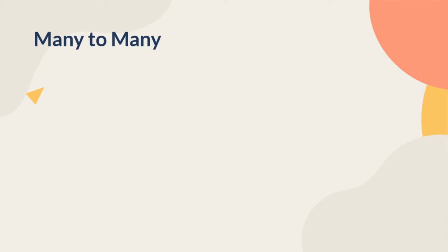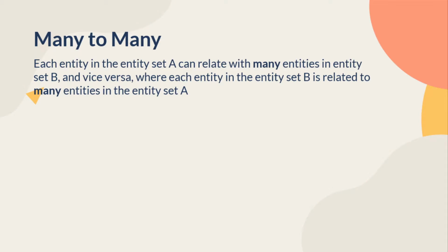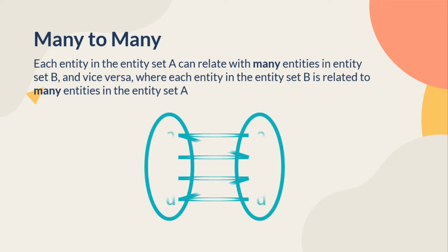And the last is many-to-many relationship. In this relationship, each entity in the entity set A can relate with many entities in entity set B and vice versa, where each entity in the entity set B is related to many entities in the entity set A. This picture shows you about many-to-many relationship.